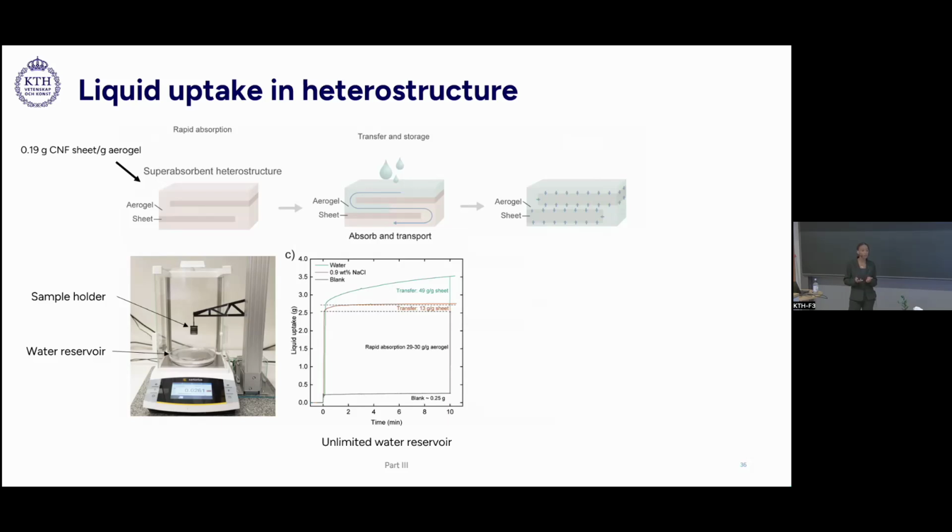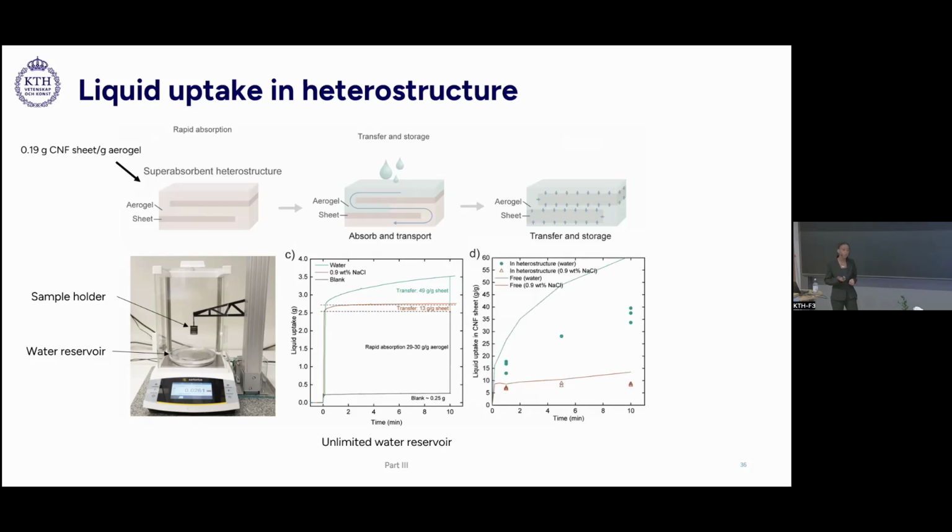The first region reflects a rapid absorption, which is related to the instant saturation of the aerogel. And the second region, with a much slower rate, is attributed to the transfer of liquid from the aerogel to the CNF sheets. And in a saline solution, the second region reaches almost instant saturation, as found previously for only the CNF sheets.